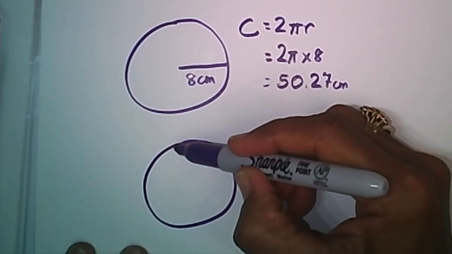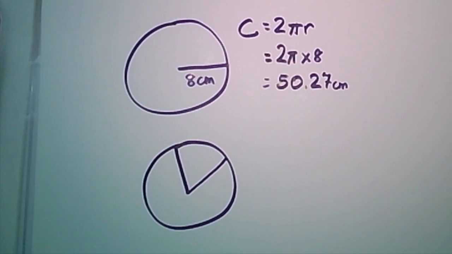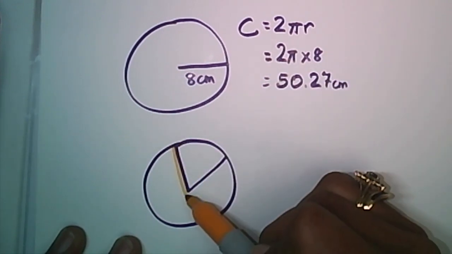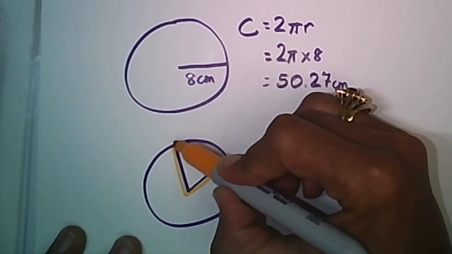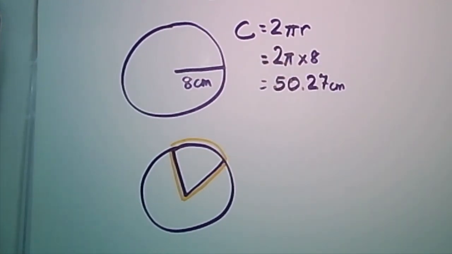I just want to know the circumference of a piece of the circle. Now I'm going to color that piece in orange. I just want to know the circumference. There's my 2 radii and this little thing known as the arc.